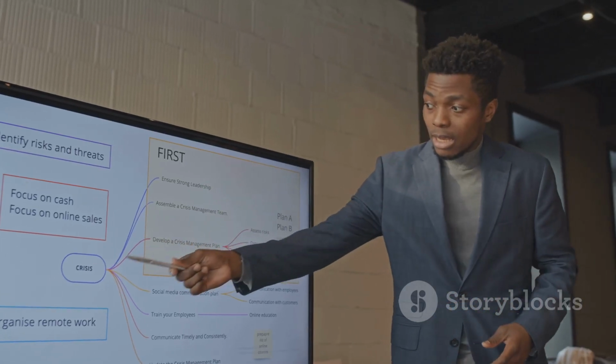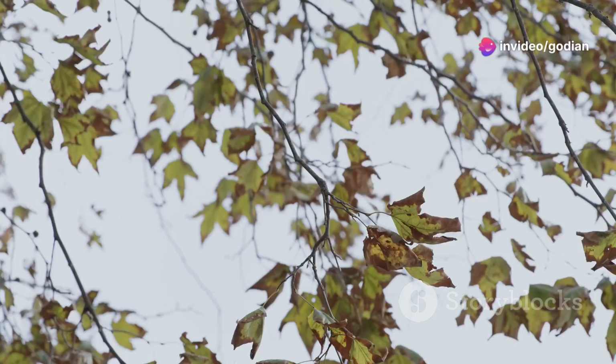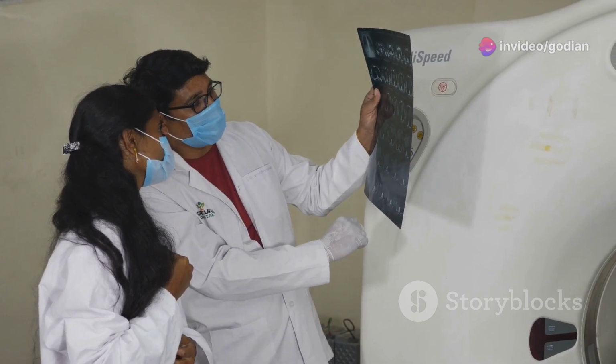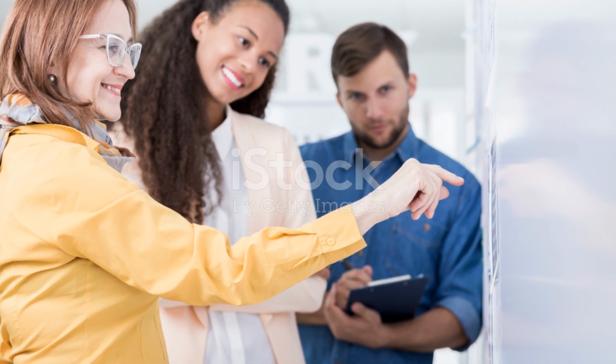Think of it as a cause and effect diagram. The problem is the trunk of the tree. The causes are the roots. The effects are the branches. By understanding these connections, we gain valuable insights. We can then develop effective solutions. Let's break it down into steps.